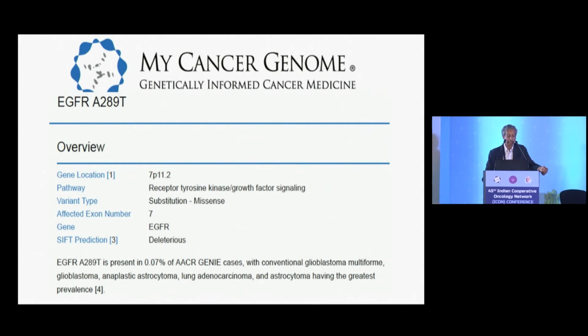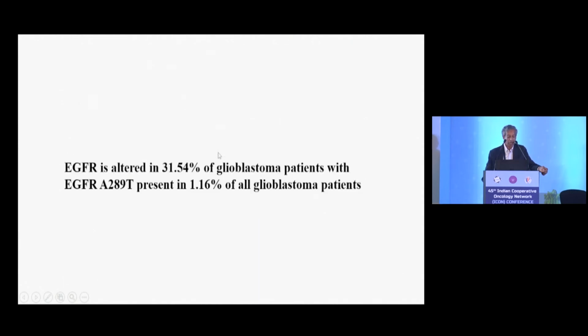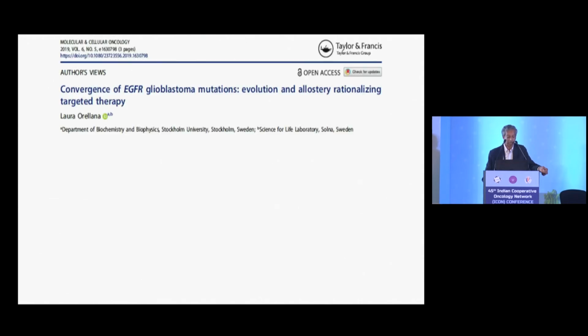So this is from My Cancer Genome, talking again about EGFR deleterious changes. And if you see here, diseases with this particular EGFR A289T mutation, the most common is glioblastoma, and it's been described in several other tumors as well. So this alteration of EGFR is there in 31.54% of glioblastoma patients, and this particular mutation, A289T, is present in 1.16% of all glioblastoma patients.